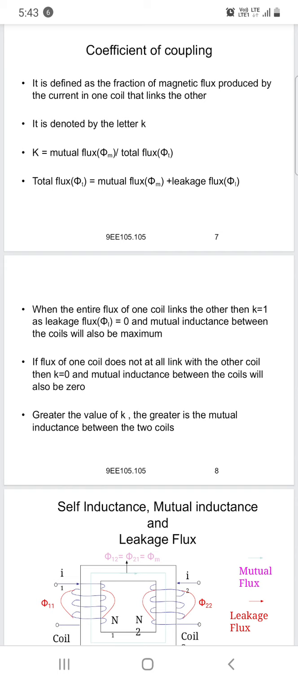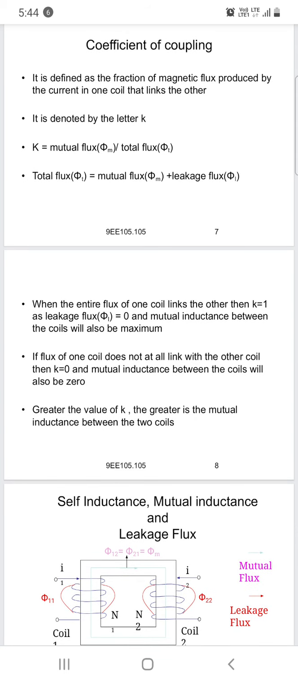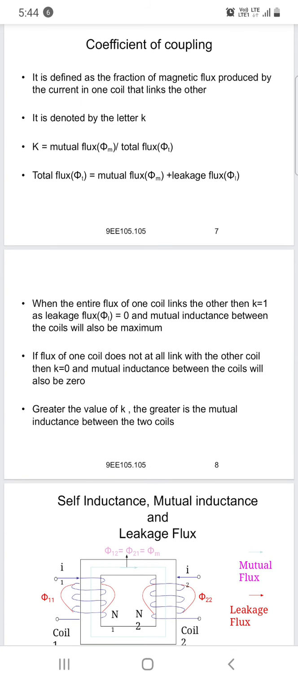Here the total flux is equal to mutual flux plus leakage flux. When the entire flux of one coil links with the other, then K equals 1, as the leakage flux is equal to 0. When the entire flux of one coil links with the other coil, the coefficient of coupling equals 1, the leakage flux is zero, and the mutual inductance between the two coils will also be maximum.